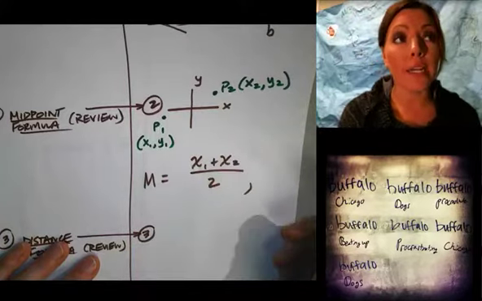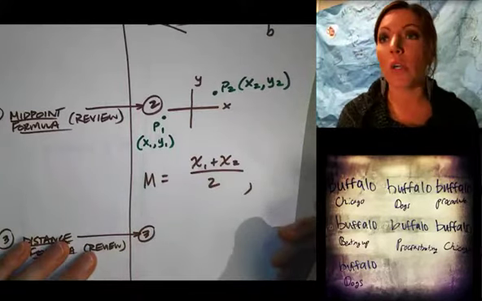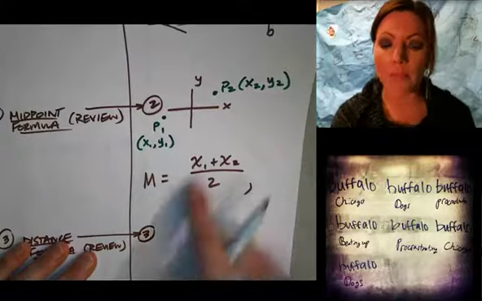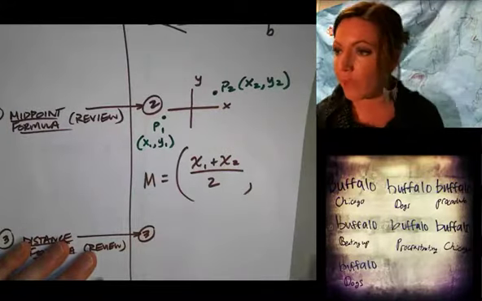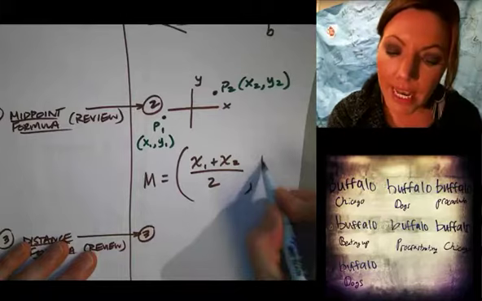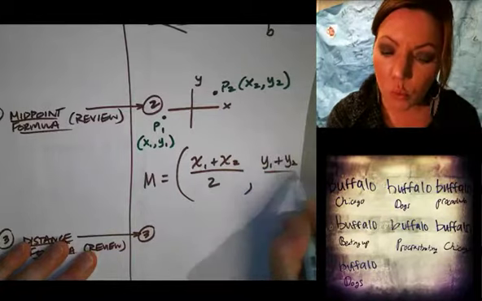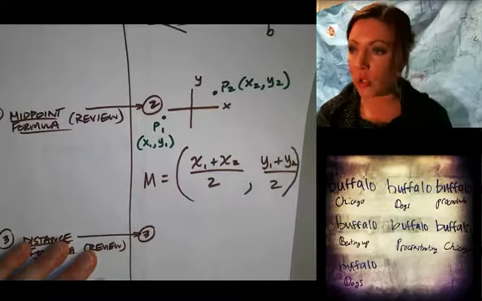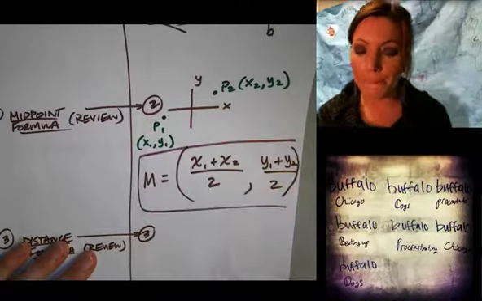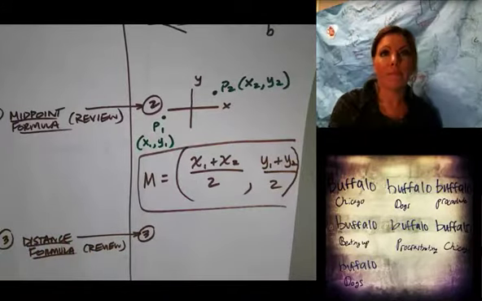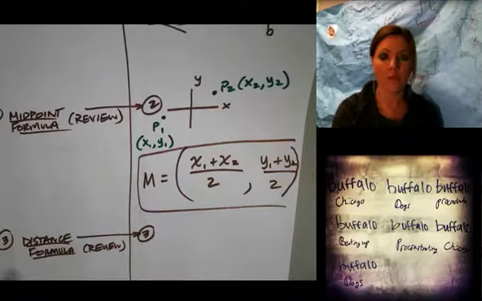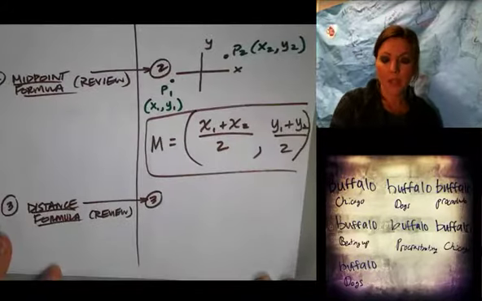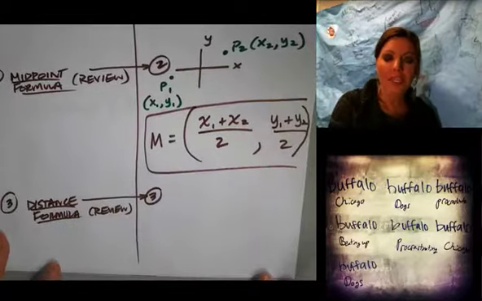Since it's a coordinate, for each coordinate we have an x and a y, right? So the x midpoint is x1 plus x2 divided by 2, and the same with the y coordinates, y1 plus y2 divided by 2. So that is the midpoint formula. Does that look familiar? No. All right. Well, so this is brand new. That's okay. Pretty easy.